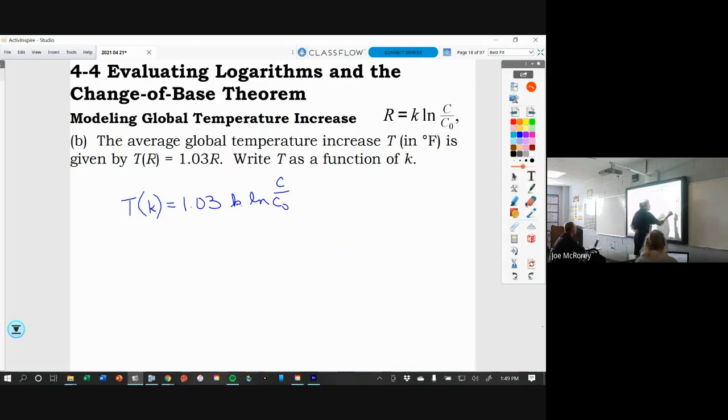Wait, what's that letter that's right there? Could you put parentheses around the K natural log of C, or C naught? Look, what is this? R. But how did you know 1.3 was there? Because it says so right there.